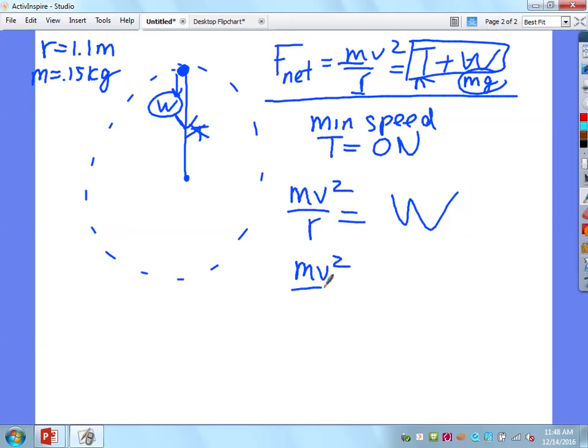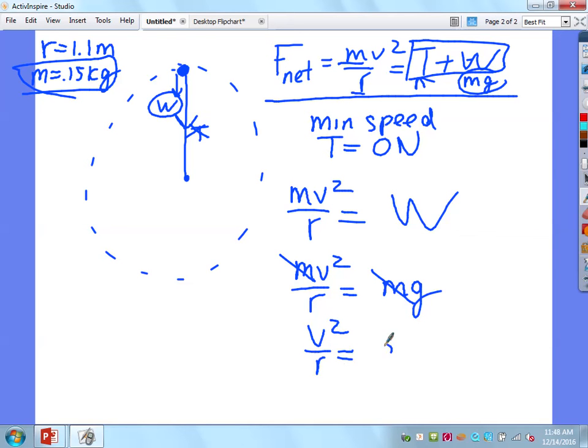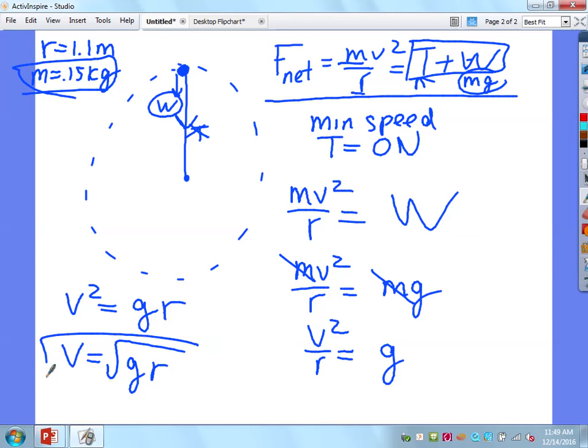That gives me mv squared over r equals m times g. Well, guess what? I don't even need the mass of the object. This is a worthless piece of information. It's not necessary. So that leaves me with v squared over r equals g. Sorry, I'm going to go to the left. v squared equals g times r, and v equals the square root of gr. This formula right here will be your minimum speed formula.